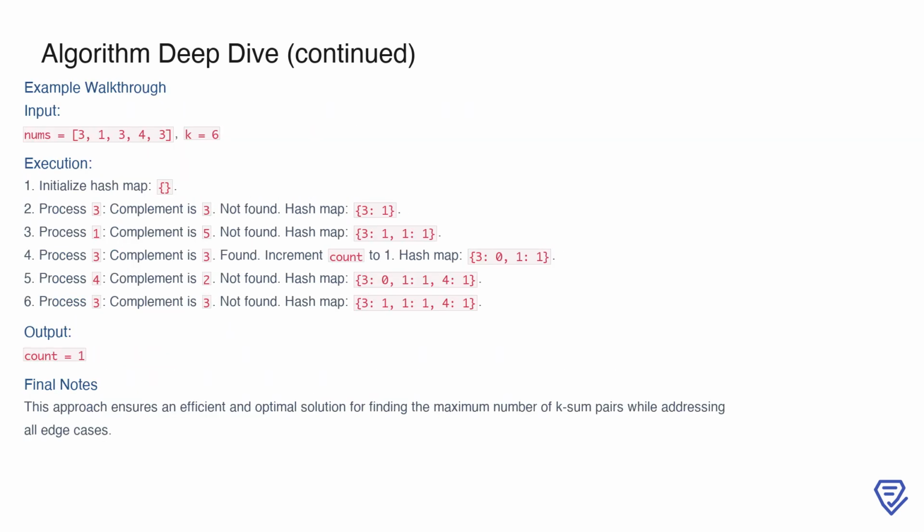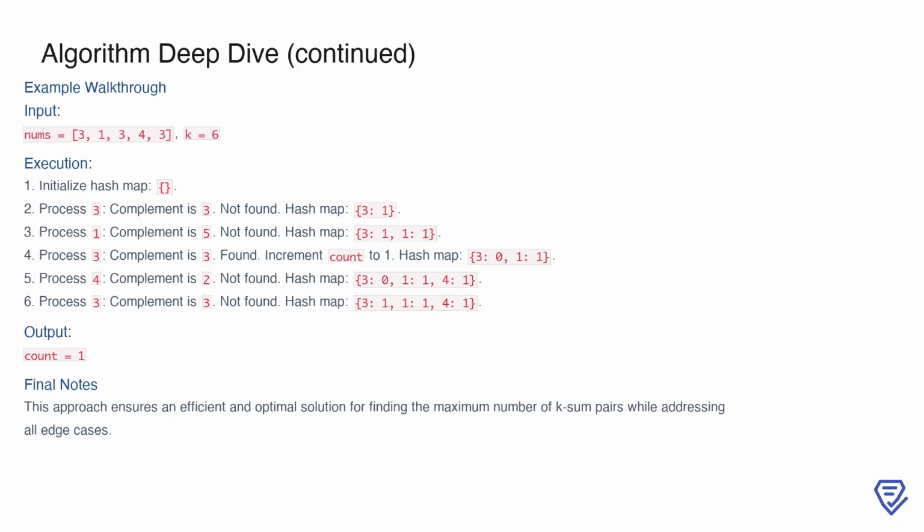Let's walk through a specific example to see the algorithm in action. Given nums equal to [3, 1, 3, 4, 3] and k equal to 6, we start with an empty hash map. First, we process 3, whose complement is also 3. Since the complement is not yet in the hash map, we add 3 with a frequency of 1.